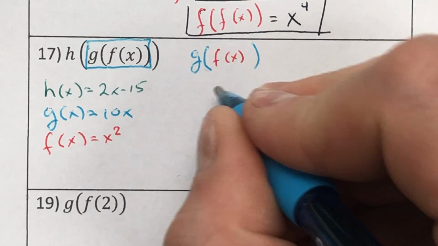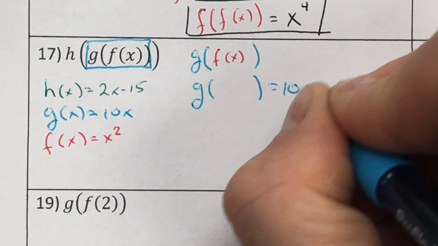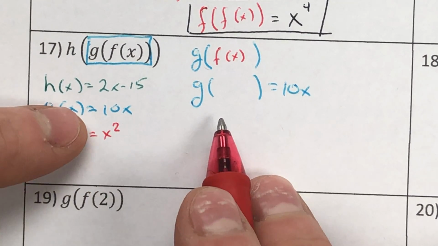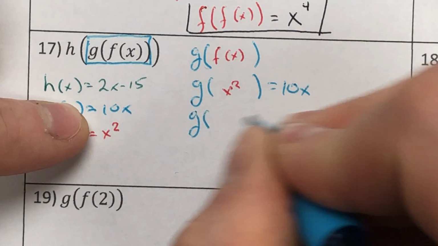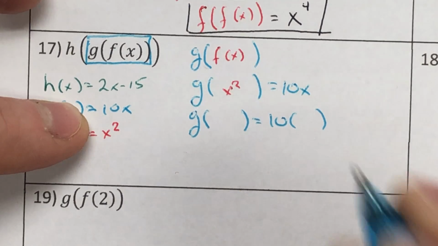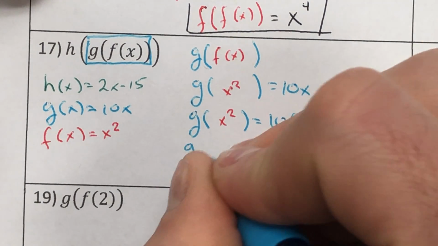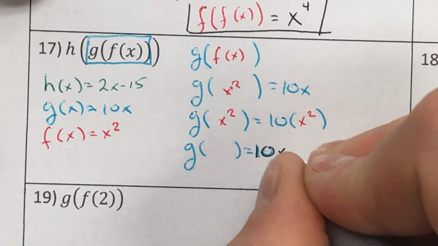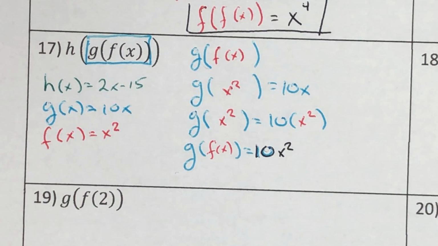Well, we know g of x is equivalent to 10x. What are we plugging into that 10x? Well, whatever f is, which is going to be x squared. So g of f of x means that I'm plugging in x squared into this, which is just 10x squared. Okay, I did this in black, so let's keep that color pattern going. So g of f of x is 10x squared.